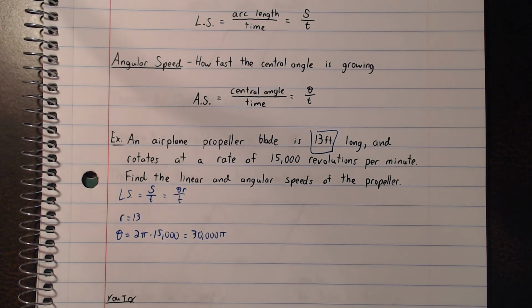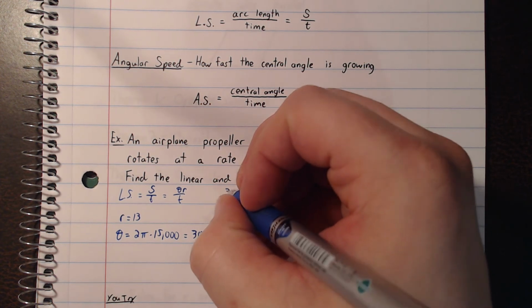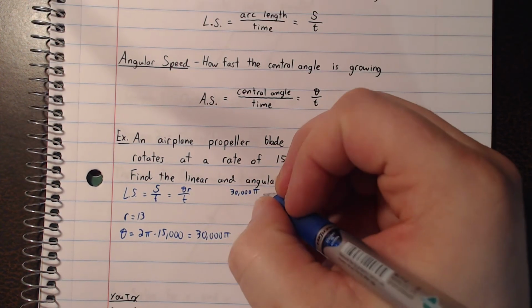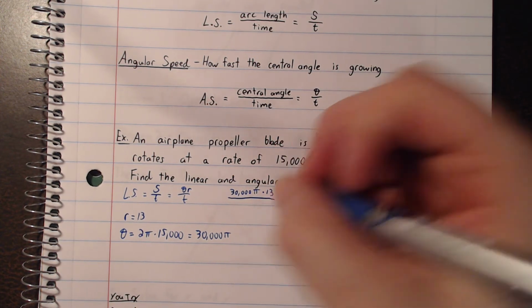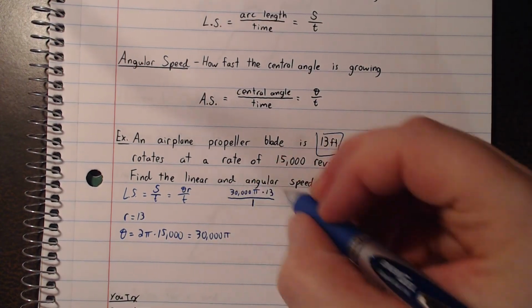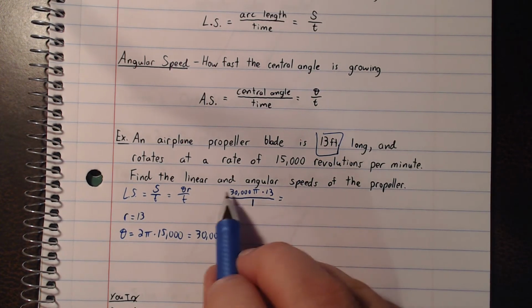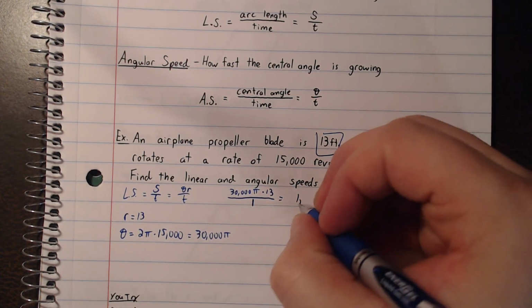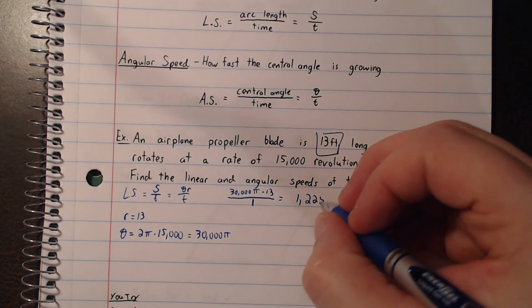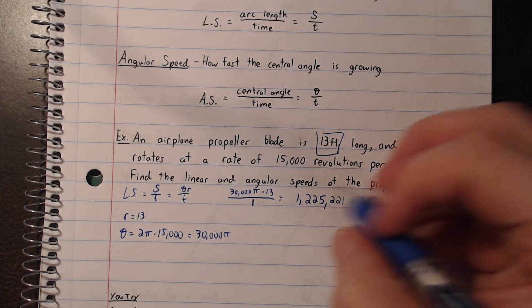Okay, so over the course of a minute, the angle has opened up to 30,000 pi. That's what's happening here. So now we can start substituting in. We have 30,000 pi times 13. And because our unit of measure is still going to be minutes, we only have 1 minute that all of this is happening, so it's going to be over 1. And we can type this directly into a calculator, and it's going to spit out 1,225,221 feet per minute.